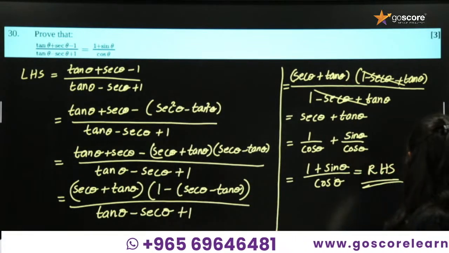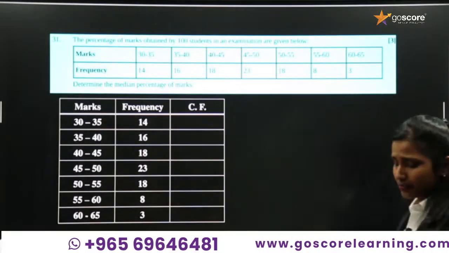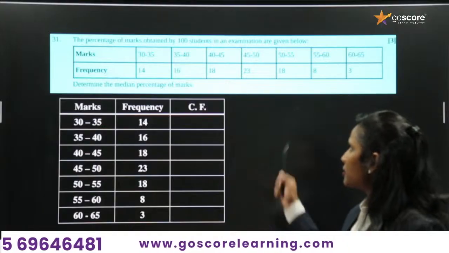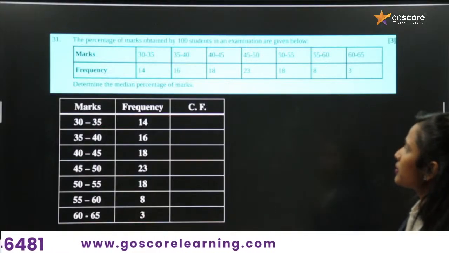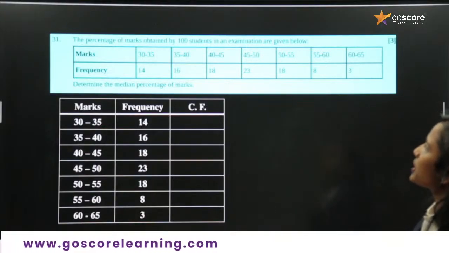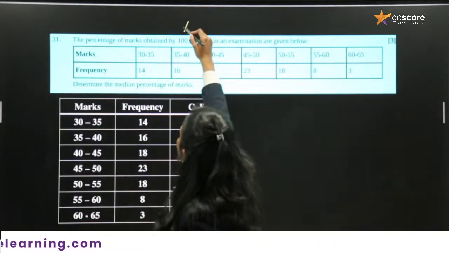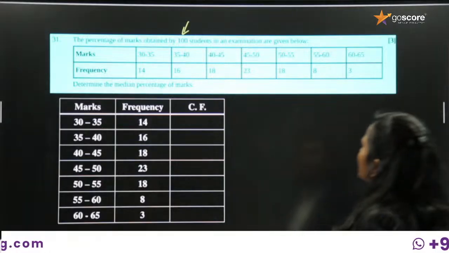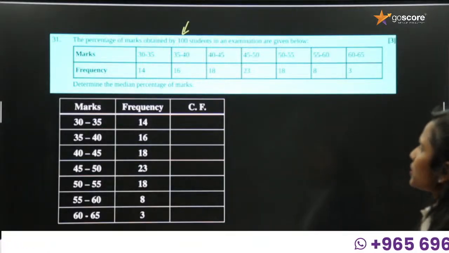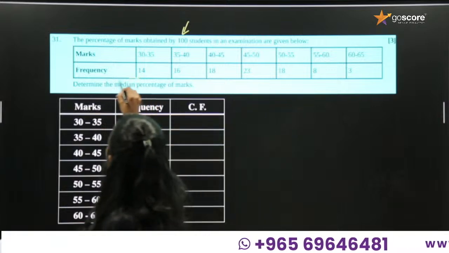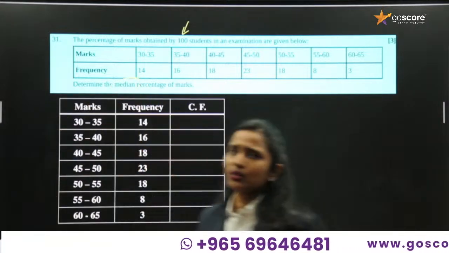Now the next question. It's an interesting question. So I already drew the boxes, tables and everything. The percentage of marks obtained by 100 students, so the total number of students is already given in the question. 100 students in an examination are given below. So 30 to 35, all those classes are here, and we need to determine the median. Okay, so it is much simpler.